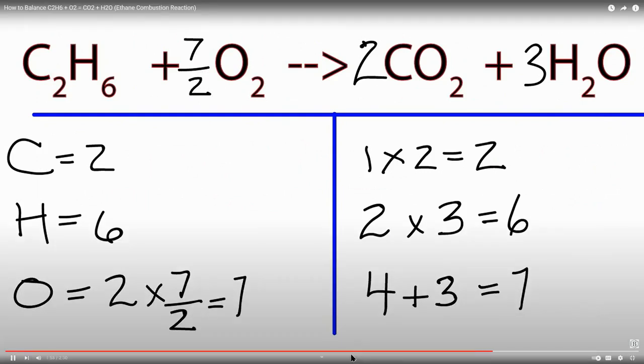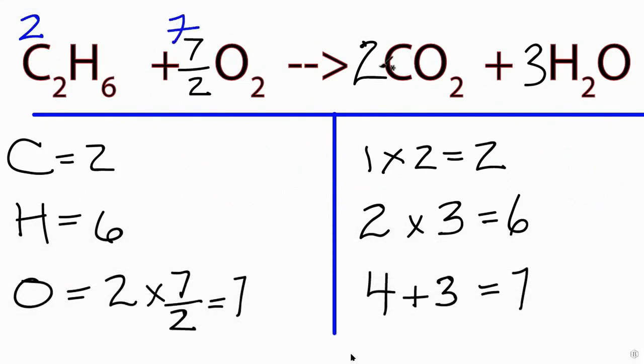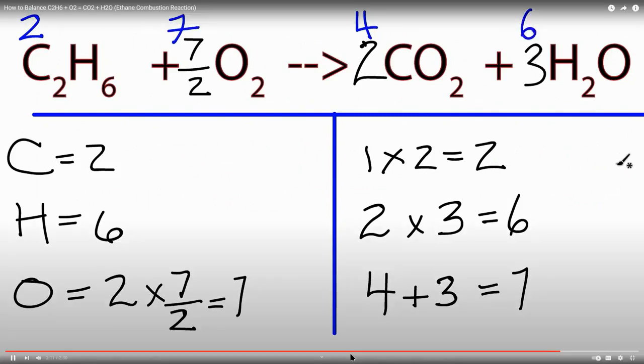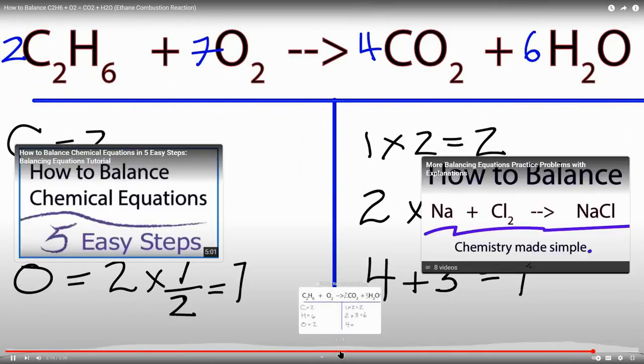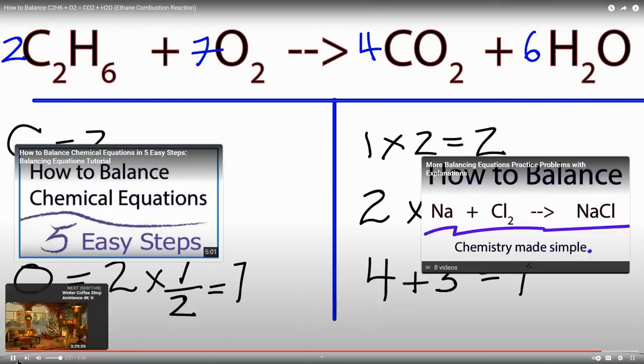Now we don't have whole numbers yet, but that's pretty easily remedied. Let's multiply the entire equation by 2. So if I multiply this by 2, the coefficient would be 2. 2 times 7 over 2, well, that equals 7. 2 times 2 is 4, and 2 times 3 is 6. Now I can just replace those numbers with the coefficients in blue. So by doubling these, I have the same ratio, which is the key to balancing equations, and I don't have any fractions in it. I have whole numbers.